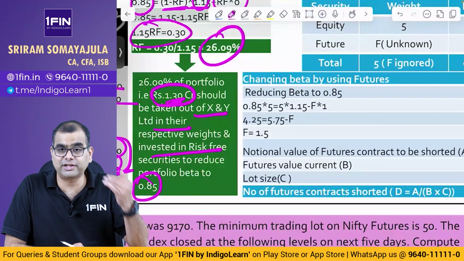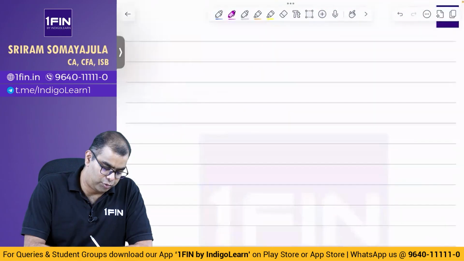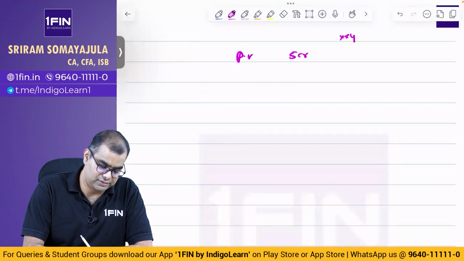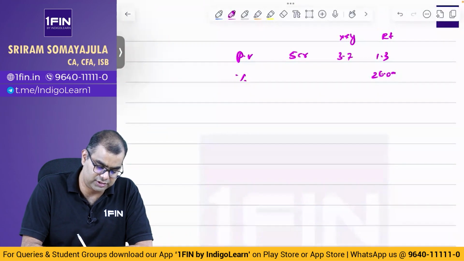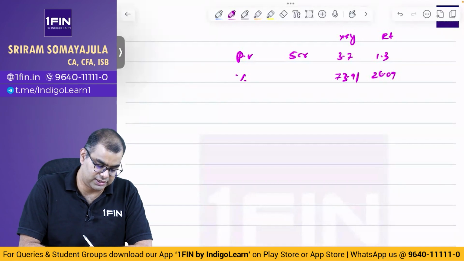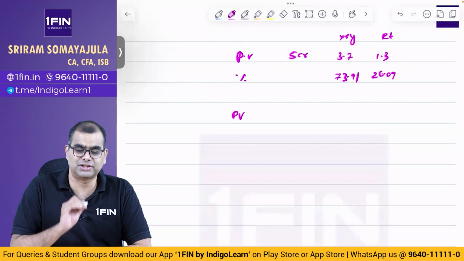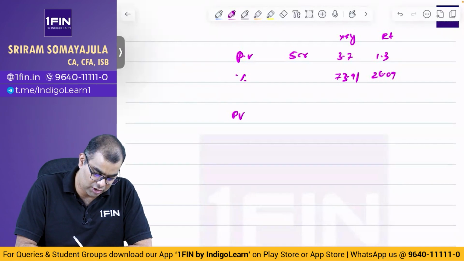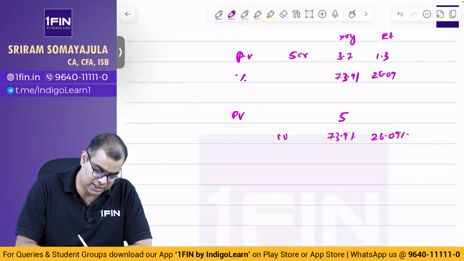இப்போ புது asset எடுத்துகிட்டு வரணும்னு வச்சுக்கோங்க. நான் என்ன சொல்கிறேன்? Portfolio value 5 CR, X and Y 3.7, risk free 1.3. Percentage எவ்வளோ? இது வந்து 26.09, இது வந்து 73.91. இதே if you don't want to use this 5 crores, you want to bring fresh money, அப்போது X and Y is 5, which is 73.91%. இது வந்து 26.09%. ரெண்டும் சேர்த்தா 100%.